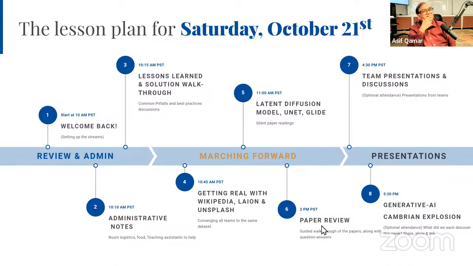React is better. Are we together, guys? So what's the topic we learned today? We learned about latent diffusion model, UNet and GLIDE. UNet and GLIDE are the foundations on which the diffusion models are built. So we'll read these three papers silently, and we'll do the paper reading at 2.